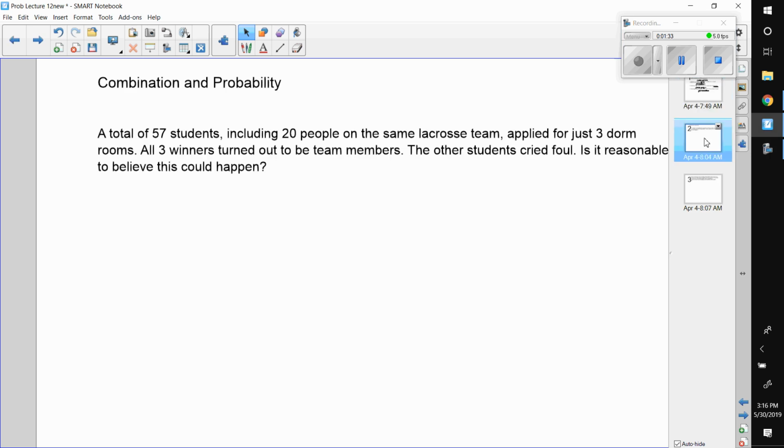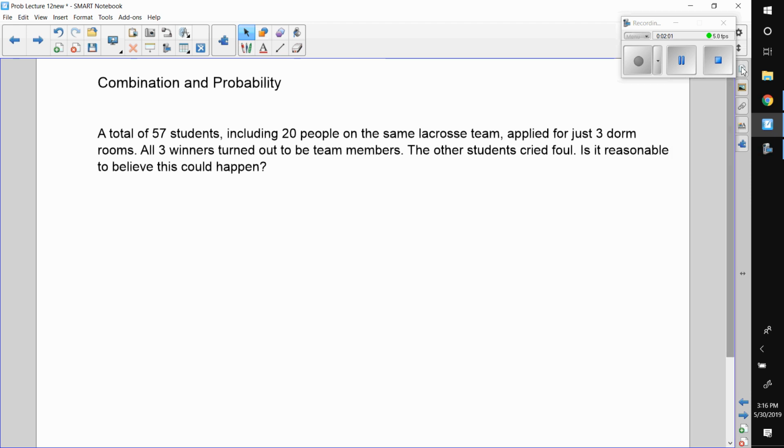Okay. The thing we're going to talk about today is combination and probability. So how we can use combinations to find essentially the probability of things. And it's going to look a little bit different. A total of 57 students, including 20 people on the same lacrosse team, applied for just 3 dorm rooms. All 3 winners turned out to be team members. The other students cried foul. Is it reasonable to believe that this could actually happen? So we want to know whether the probability was good. What's the percentage that this could actually happen?